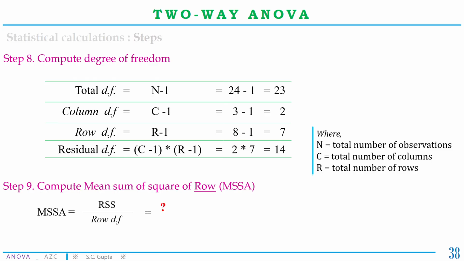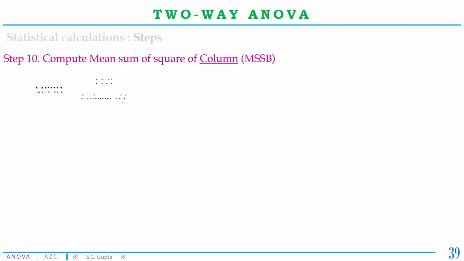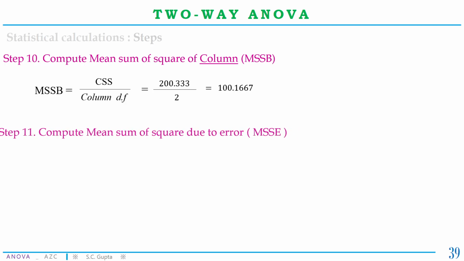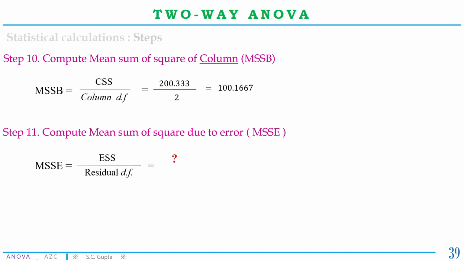Now, compute mean sum of square of row, MSSA. Answer is 55.9762. Next is to compute mean sum of square of column, MSSB. MSSB found is 100.1667. Compute mean sum of square due to error, MSSE. MSSE found is 8.9762.